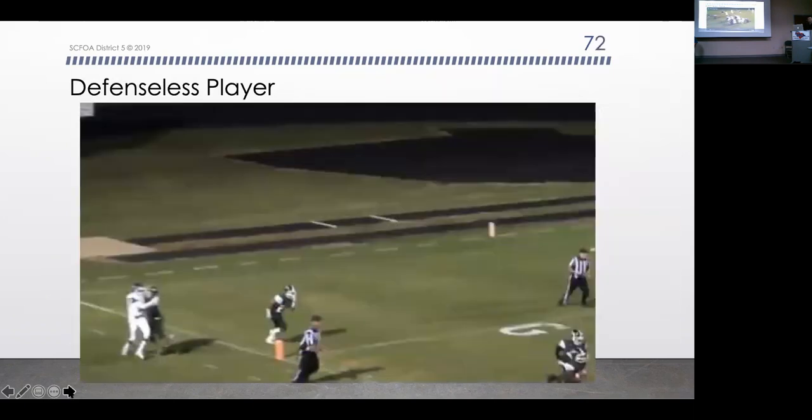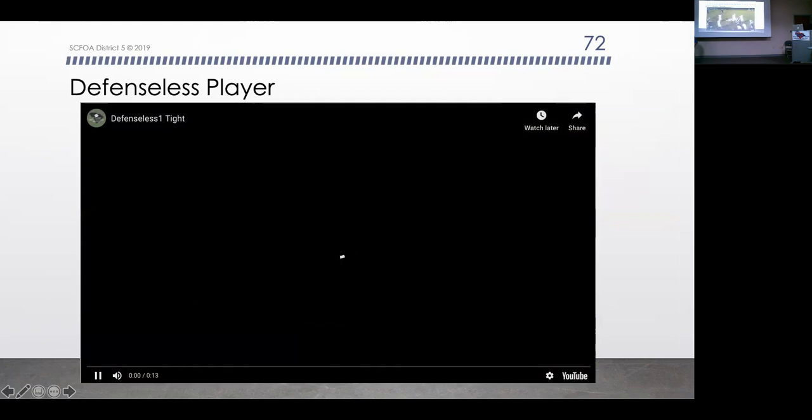We'll come back to this one in Rule 10 too, but for now, you've got an interception. He's kind of standing around. That is all sorts of help.